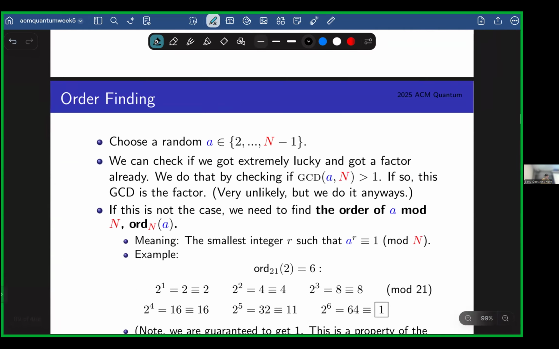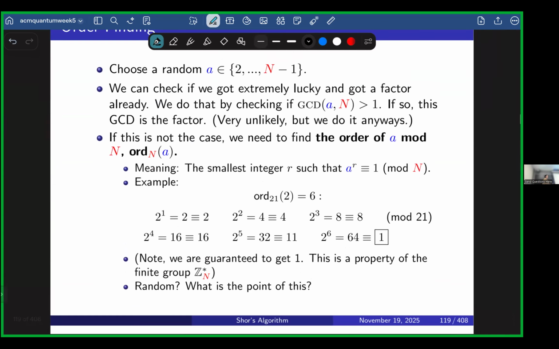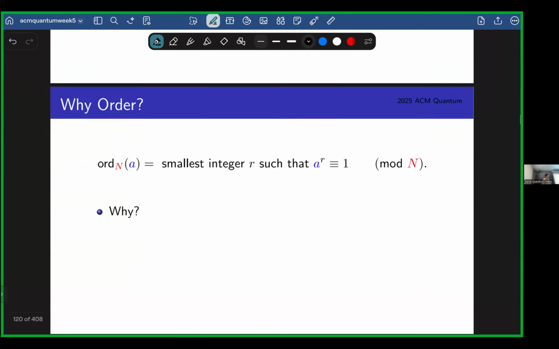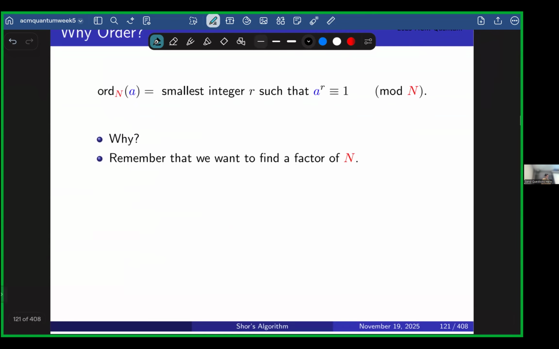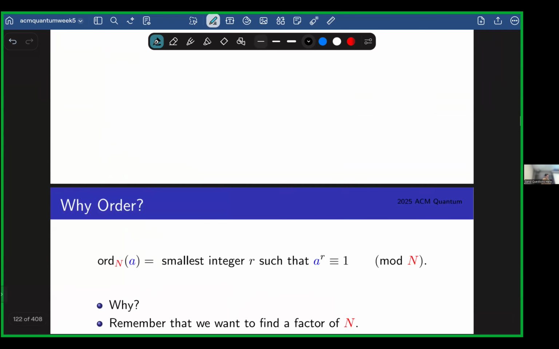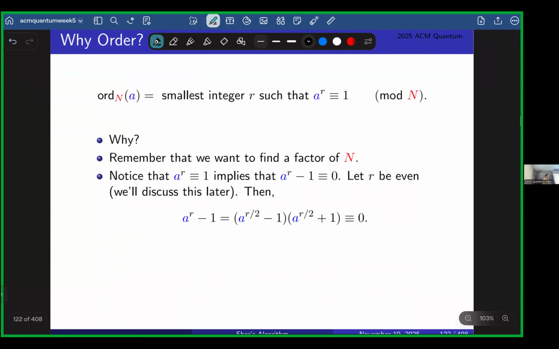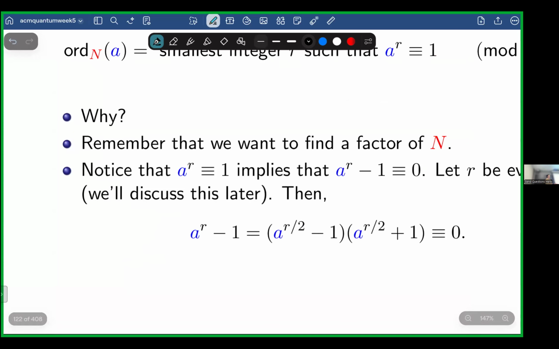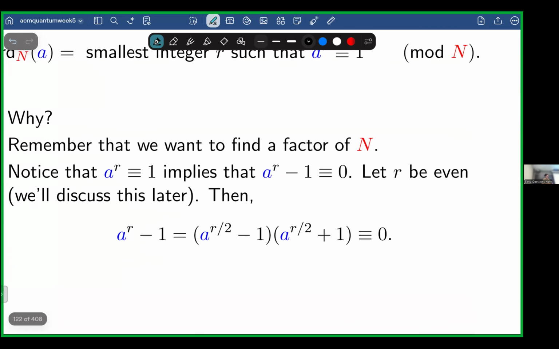Okay, yeah. So you are guaranteed to get 1 because we did the GCD test before. You don't have to worry about the group stuff, but it seems kind of random, right? Like we're trying to find a factor, but now we're computing this order. So let's discuss why we're actually doing this and how it helps us find the factor. We want to find a factor of n, right? So if this is the definition of order, that random number a to the power of the order is 1, and you subtract 1 from both sides, you get a to the r minus 1 is equivalent to 0.